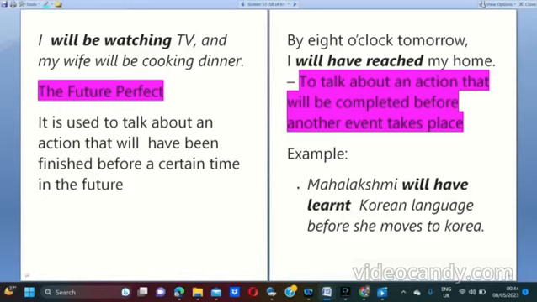Future perfect. It is used to talk about an action that will have been finished before a certain time in the future. Here, there may be a few actions which will have been finished before another time or before another action. By 12 o'clock tomorrow, I will have reached my home. See, I told you to talk about a few actions, they will have been finished earlier.